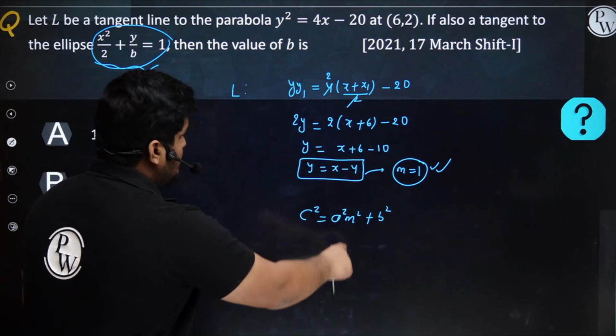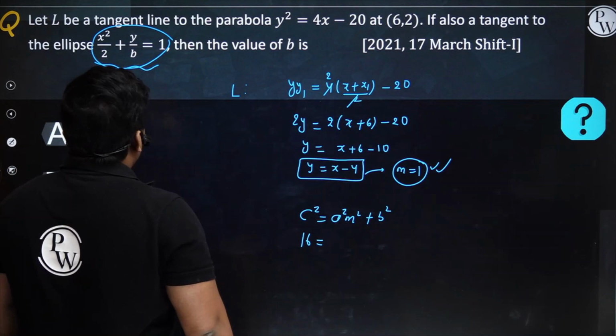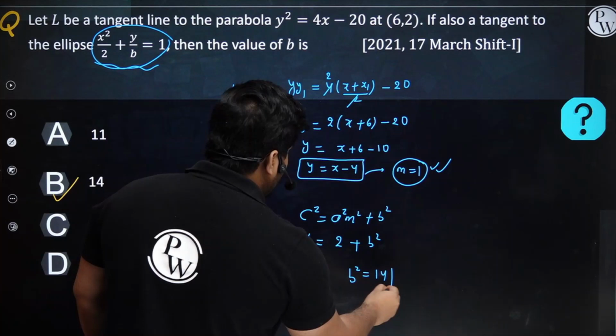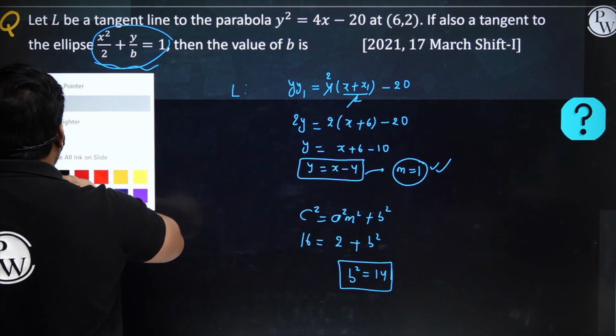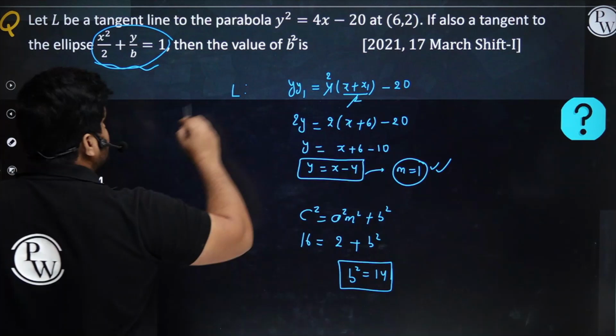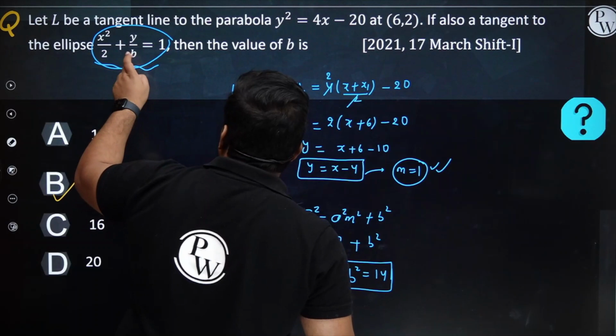What is c square? 16. A square is, a is 2, m is 1. So 2 plus, what is b square, guys? b square is going to be 14. I think they are trying to ask what is b square. Value of b square will be equal to 14, right? In fact, this is not b square, guys, that is b itself. The question is correct. Actually, this is b square, no? So b square is here, this is b square is b itself. Okay, so this is b here.